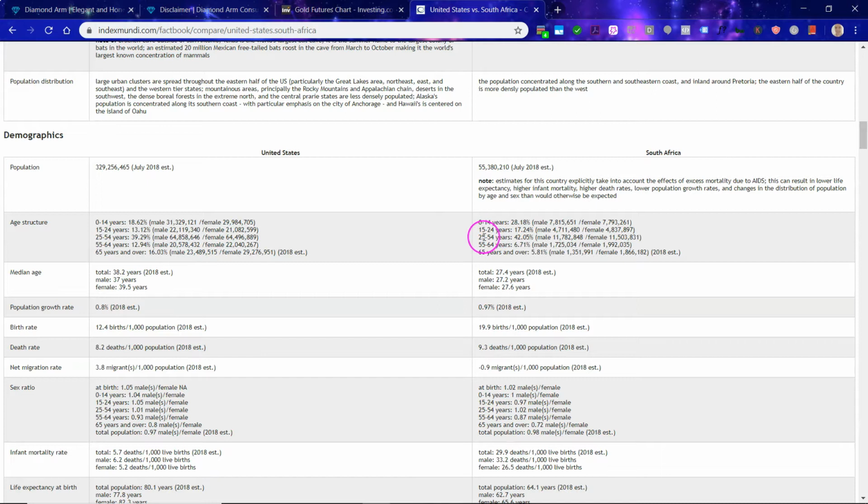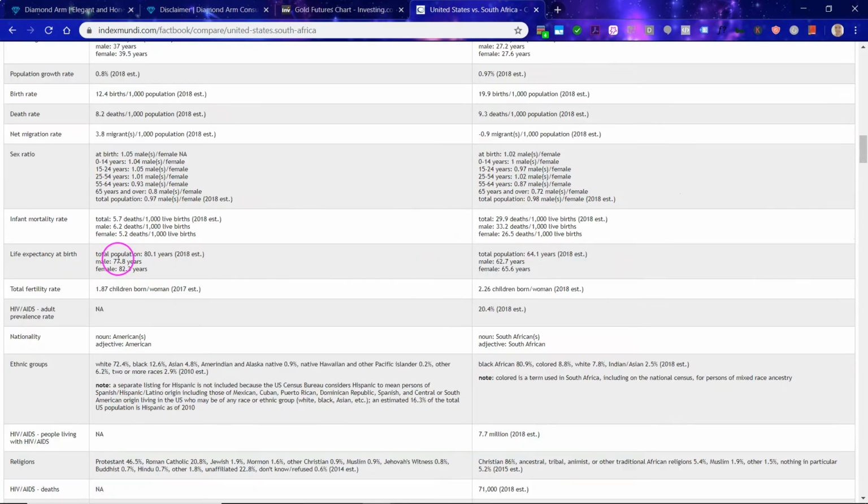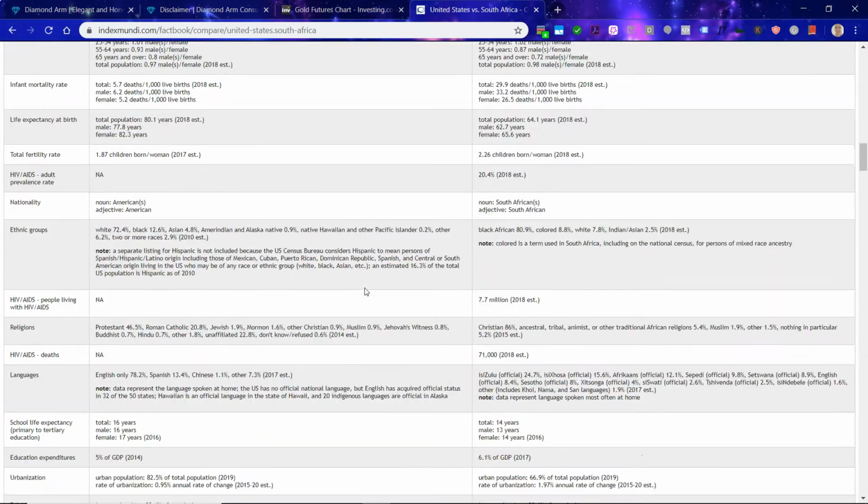The biggest group is between 25 and 54, in both countries. But you can see that there are a lot of young people here in South Africa, between 0 and 14 years: 28% versus 19-ish for USA. Population growth rate is rather similar. Life expectancy, huge difference: 80 years for USA, 64 years for South Africa.